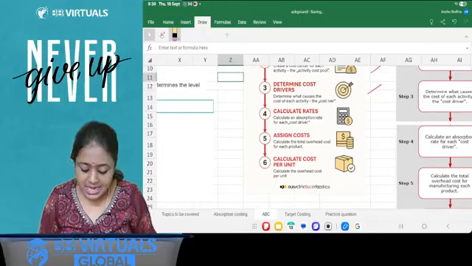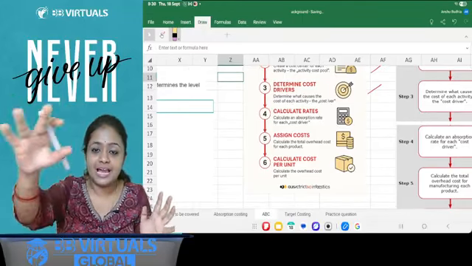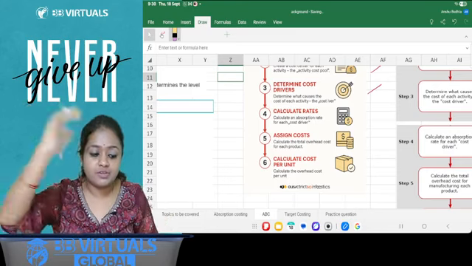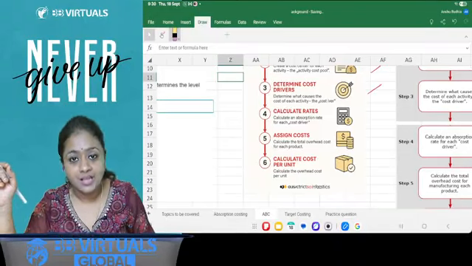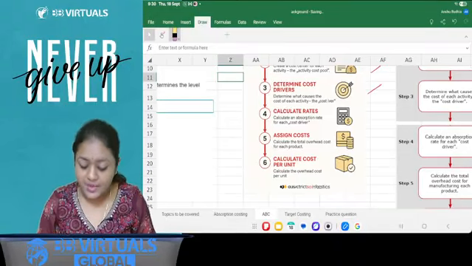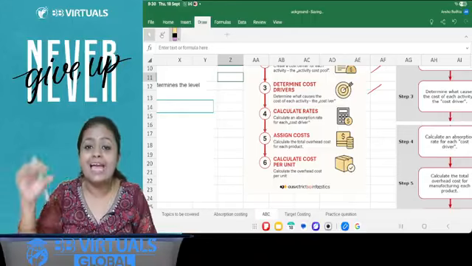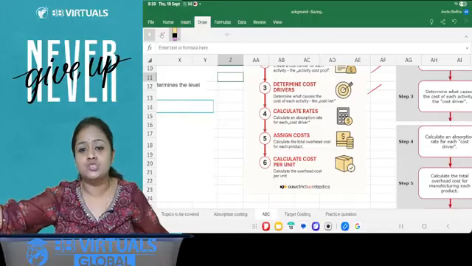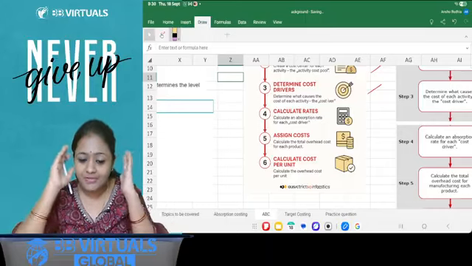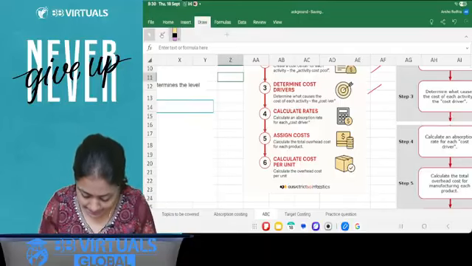Okay, next, calculating the rates. So just like we used to calculate OAR, guys, remember, overhead absorption rate. Here also we will have OAR, but now specific to the different overheads and based on their cost drivers. Not just applying machine hours on the entire overheads. No, we will have rates specific to their cost drivers. So everybody be with me.